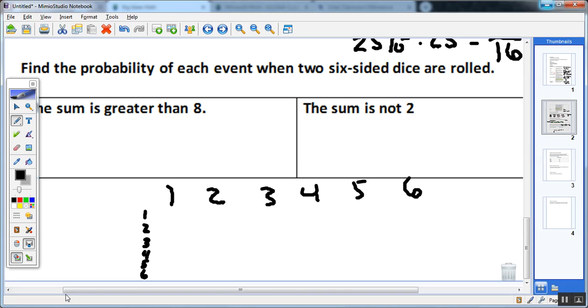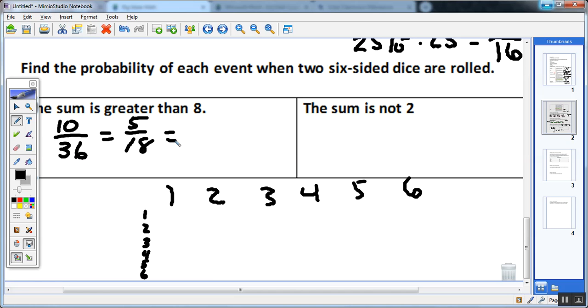Greater than 8. Well, there's 1, 2, 3, 4 in this bottom row. 3 in this next, 2 in this next, and then the 1. Okay? So there's 10 sums that are greater than 8 here. So the probability is 10 over 36. Some of you might choose to reduce this to 5 over 18. Some of you might say, gosh, let's turn that into a decimal and divide that out. Okay? I don't care what you do. All right? But understand how to get this.